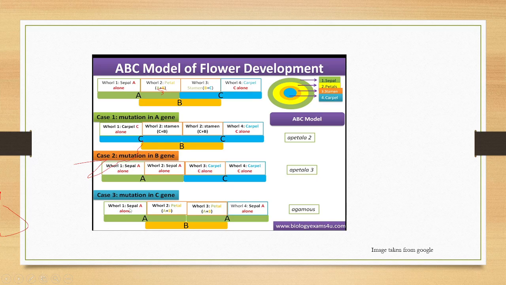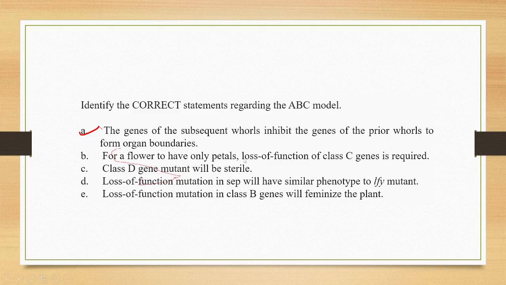If you want the whole flower to be petal, it's not possible because if A is also mutated, then B alone cannot form petal. So this particular condition is not possible at all, because if there is a mutation in the C gene, then role 4, which is responsible for carpel, will not form, and role 3, which is responsible for the formation of stamen, will also not form, because these two roles will form petal, but this will form sepal only and this will also form sepal. So therefore this option becomes incorrect. Then second option is incorrect.